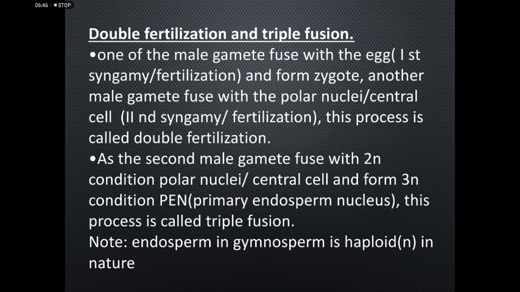The triploid condition in the center acts as the PEN, that is the primary endosperm nucleus, and later it converts into endosperm. So in angiosperms, the PEN or endosperm is triploid in nature, while in the case of gymnosperms the endosperm is haploid in nature.